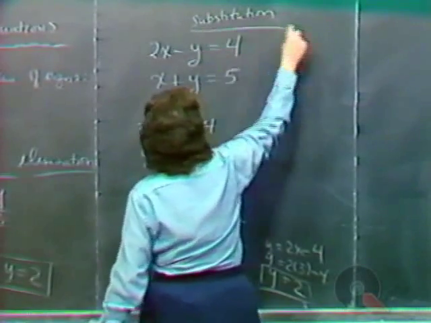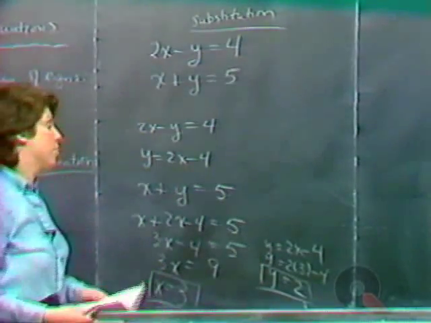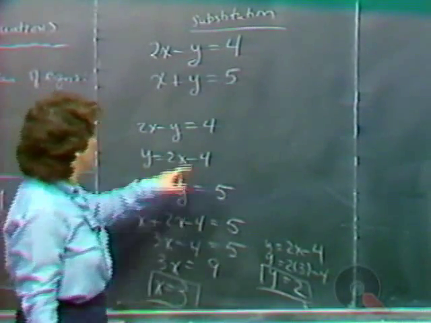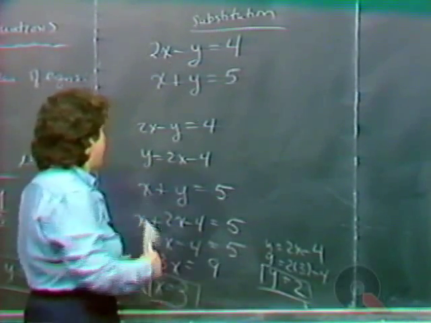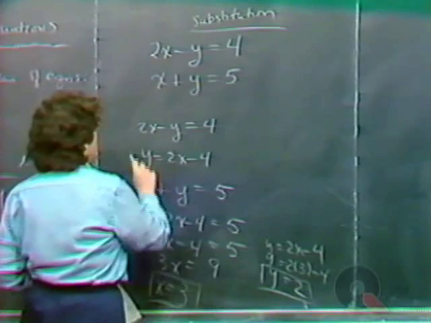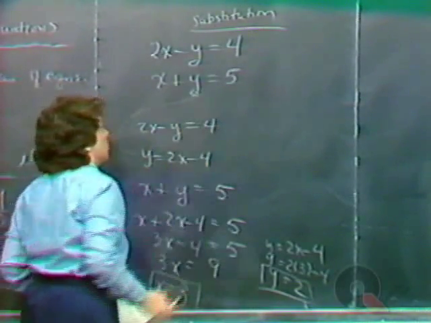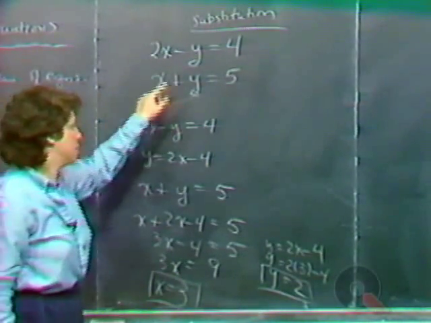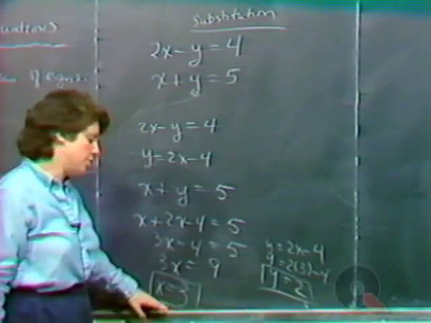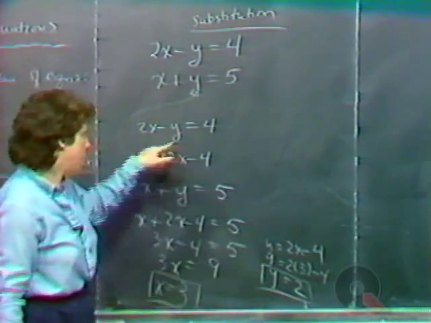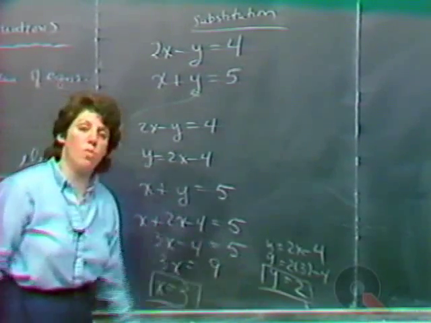we solve one of the equations for one of the variables, whichever seems easier. We could solve the first equation for y. Y is 2x minus 4. Take that value for y and substitute it into the second equation. So x plus 2x minus 4 equals 5. That led us to 3x equals 9, x equals 3, and then we substitute back into either equation to get y equals 2.